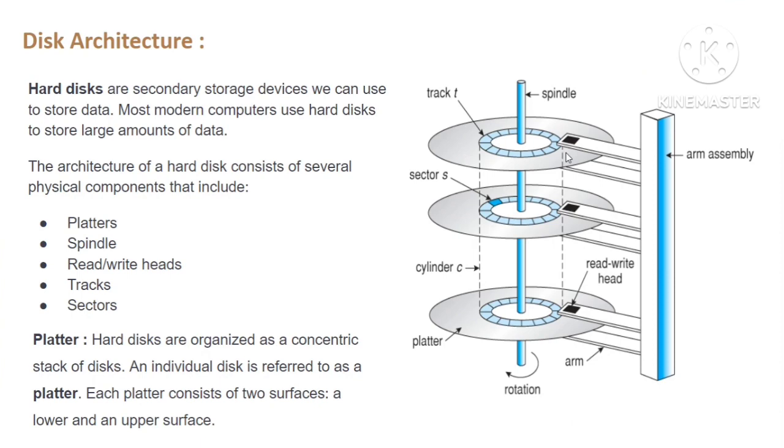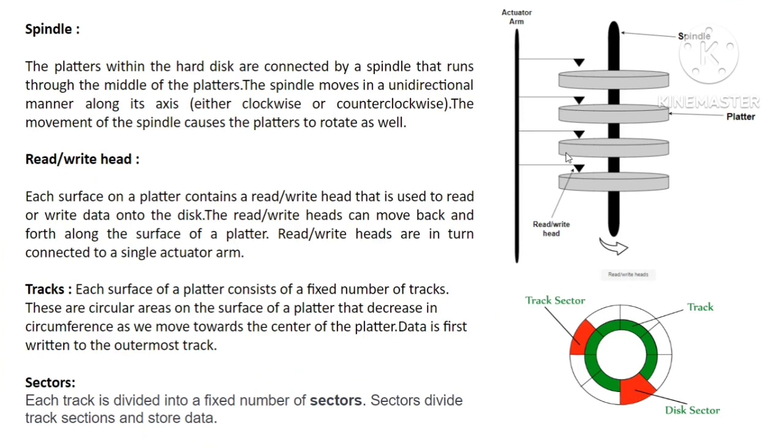Next is the spindle. The platters within the hard disk are connected by a spindle that runs through the middle of the platters. The spindle moves in a unidirectional manner along the axis, either clockwise or counterclockwise, that is anti-clockwise. The movement of the spindle causes the platters to rotate as well. So the spindle is responsible for the movement of the disk. The spindle will move, and that is why the disk also moves.